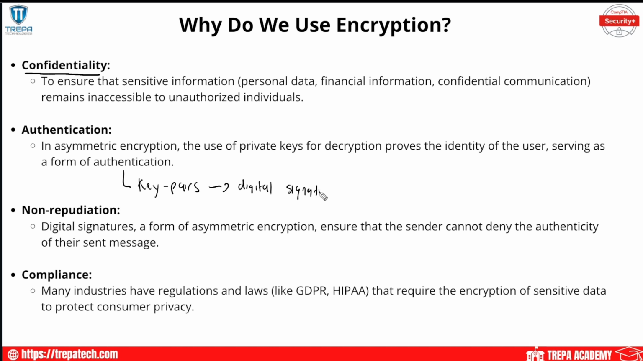What else can encryption provide us? It can provide us with non-repudiation. Again, tying back to digital signatures, they use asymmetric encryption to ensure that the sender cannot deny the authenticity of their sent message, okay? So non-repudiation ensures that the sender is who they say they are, and that nothing has been changed in transit. Or excuse me, it just confirms that the sender is who they say they are.